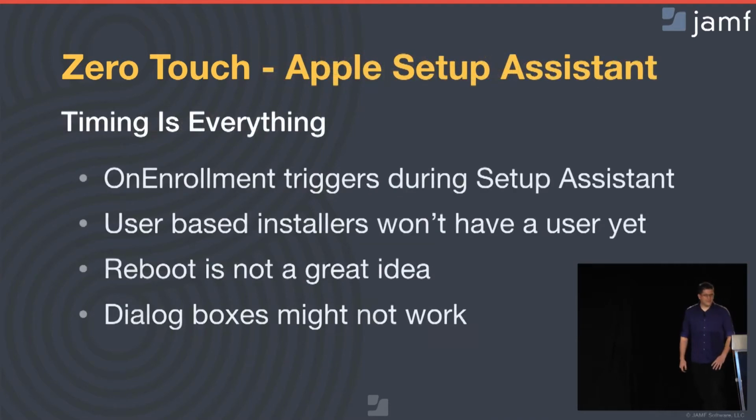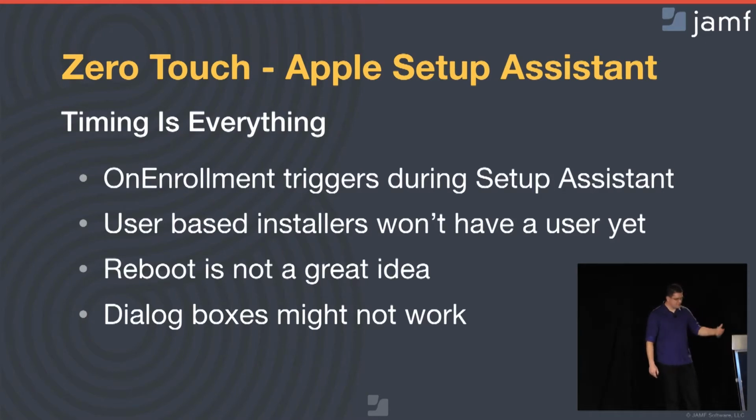So the idea is that the machine will automatically enroll, run through Setup Assistant, your policies and packages come down as usual, some optional user feedback gets sent off, and then the Mac is fully configured. So the thing about zero touch is that because it's occurring during Setup Assistant, timing is essential, right? We've got an on-enrollment trigger that the Jamf binary uses, and that's occurring during Setup Assistant, and the user isn't created yet. There's actually another user in the background doing the work, called MV setup user. I'm sure some of you who've been around for a while know what that guy is.